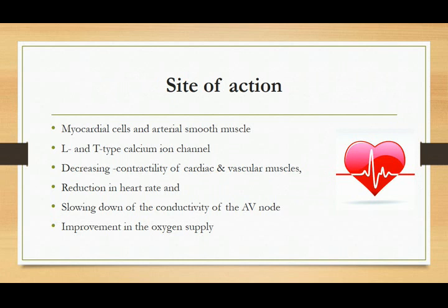Verapamil acts on myocardial cells and arterial smooth muscle cells. It inhibits extracellular calcium influx through the transmembrane L and T type calcium ion channel. The blockage of the calcium channel will result in a decrease in the contractility of cardiac and vascular muscles, reduction in heart rate, and slowing down of conductivity of the AV node.